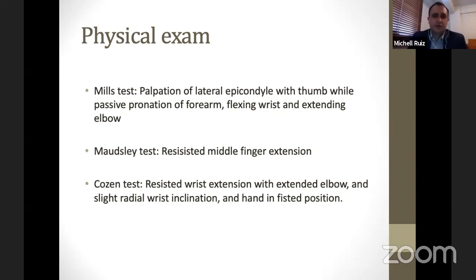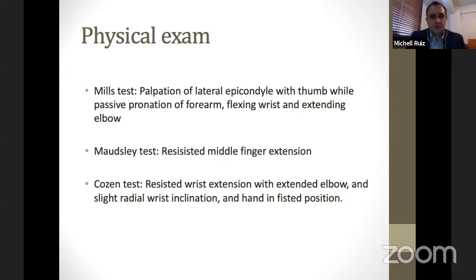There are very specific signs for identifying lateral tendinopathy, and I use these three tests routinely in my office to rule out or confirm its presence. The first one is Mill's test, which comprises palpating the lateral epicondyle with our thumb while we passively pronate the forearm, flex the wrist and extend the elbow. Patients that have true lateral tendinopathy are going to experience very specific pain at this point.